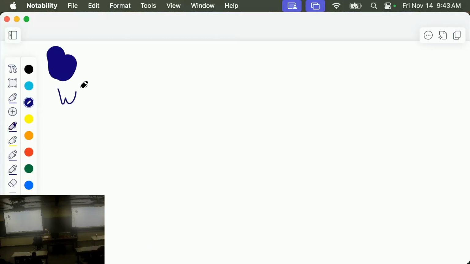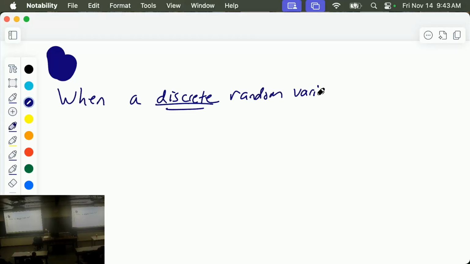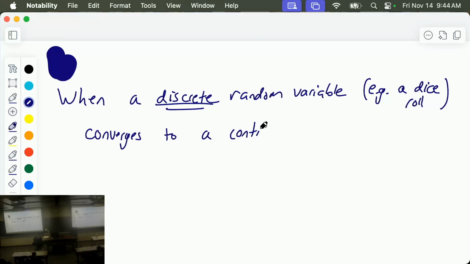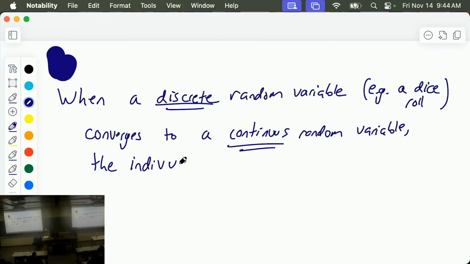Okay, let's try again. When a discrete random variable, e.g. a dice roll, converges to a continuous random variable, the individual probabilities usually go to 0. Let's just say individually go to 0, and I'll put a star, and I'll say terms and conditions apply. Individually go to 0.